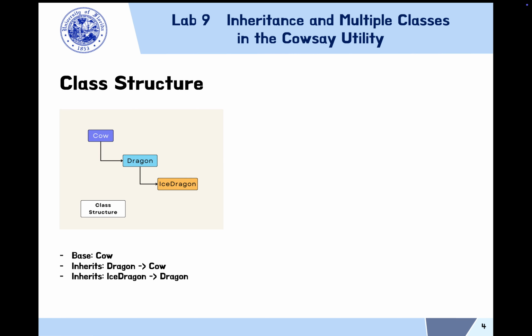This is a visual representation of the class hierarchy used in this lab. Cow is the base class with common attributes such as a name and an image. A dragon extends cow and introduces additional behavior such as fire breathing. Ice dragon in turn extends dragon but overrides that behavior to reflect its ice-based nature. This type of hierarchical class structure is common in object-oriented design when different subclasses share base functionality but also require their own specific behavior.